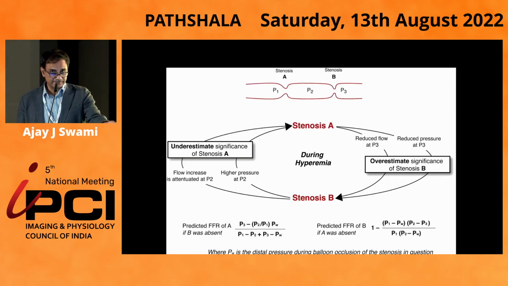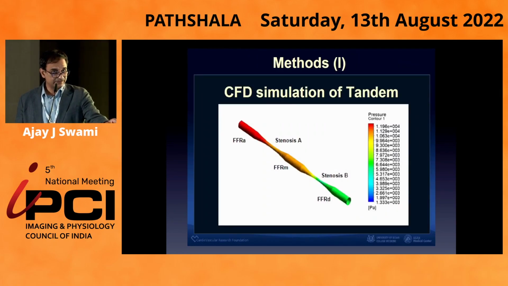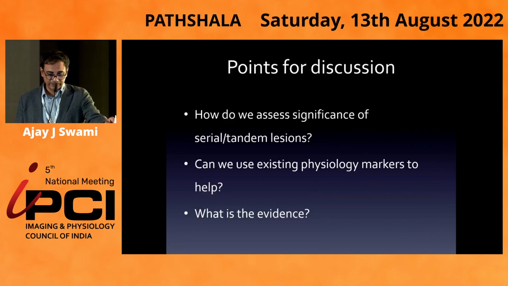There is also complex interaction between the two stenoses, which are in series, with the proximal stenosis leading to an overestimate of the distal stenosis and the distal stenosis leading to an underestimate of the proximal stenosis. And this is the knotty problem that we're going to solve over the next hour or so. Thus, this, as I said, is defined by lesions requiring at least two drug-eluting stents, which can be divided by a normal-looking area, and we have to decide whether to use one or two, stent both, stent just one, or otherwise. There have been multiple simulations of these tandem lesions, and we're going to look at all this theory.